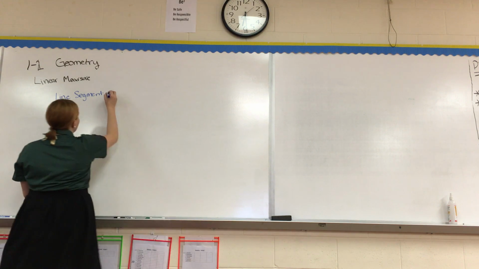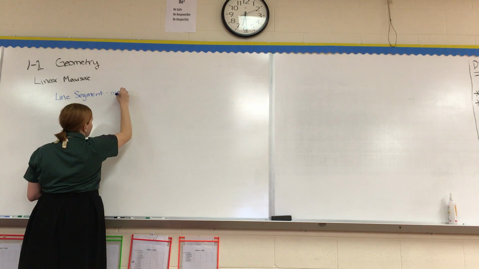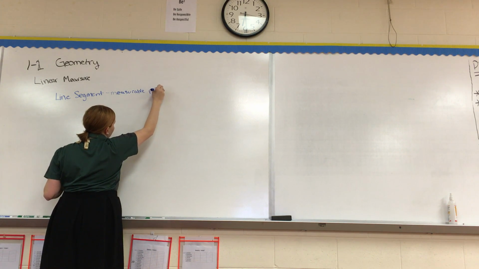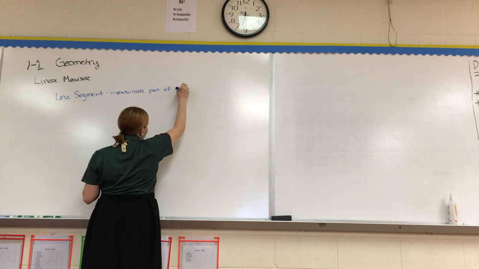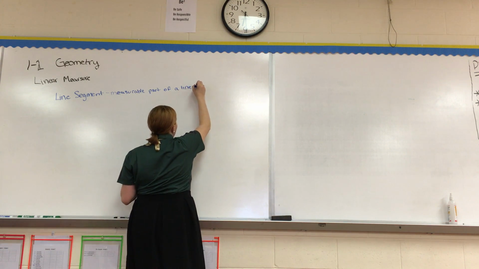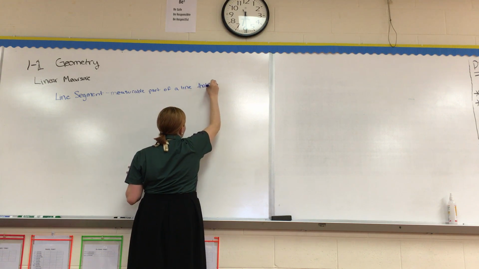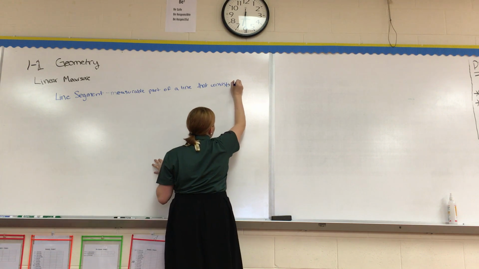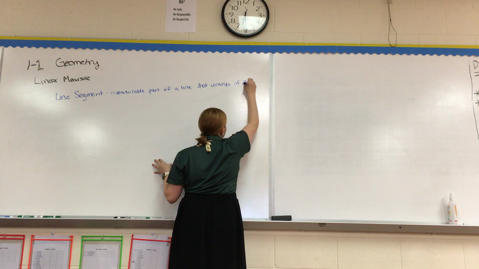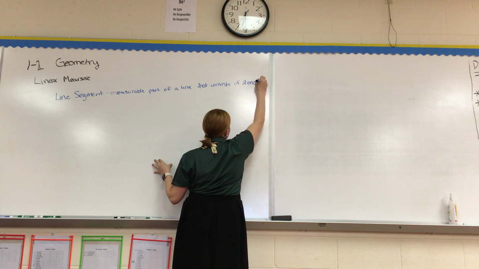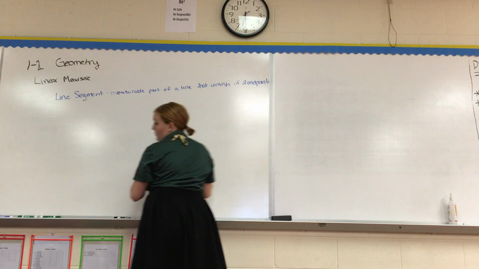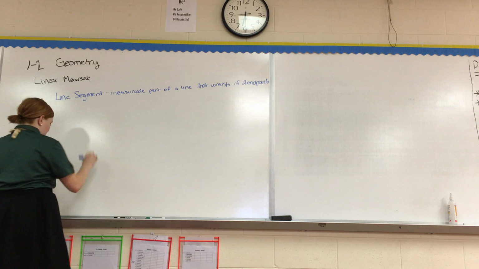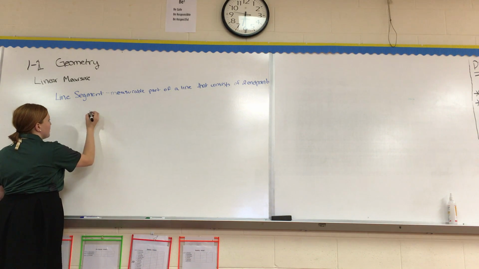So, a line segment is a measurable part of a line that consists of 2 endpoints. That is a line segment. I'm going to draw a picture of a line segment.